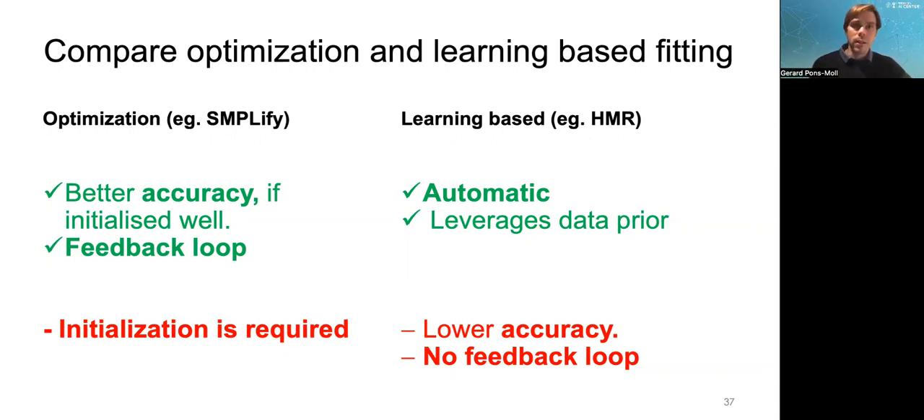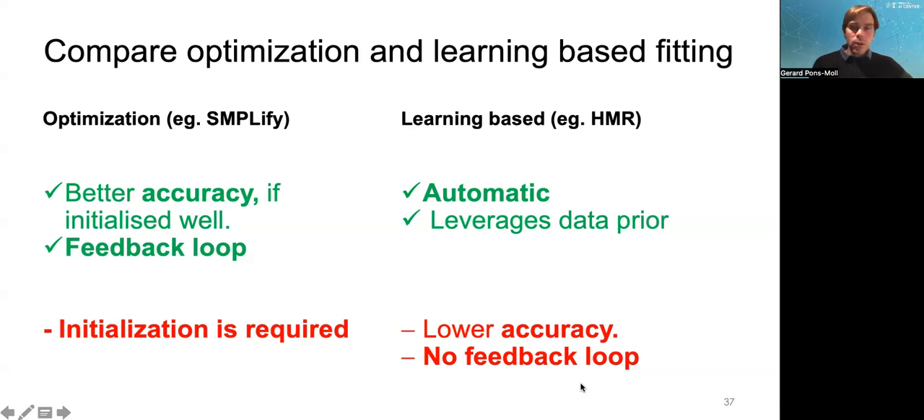This allows them to be automatic and not require initialization. However, they tend to be a little bit less accurate. We've seen that they often do not align with the image so well. It's because they do not have this feedback loop.